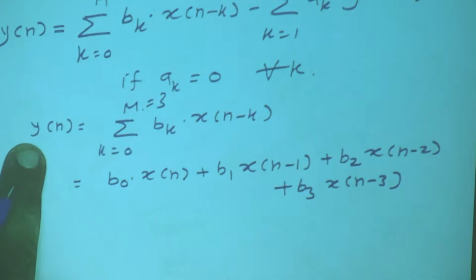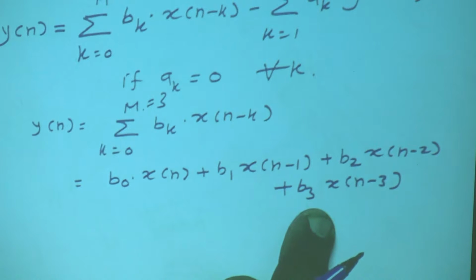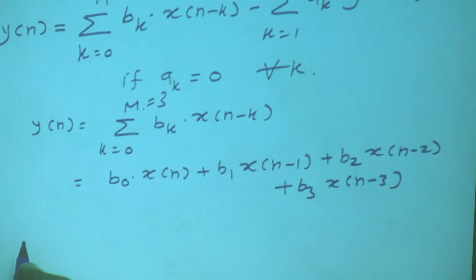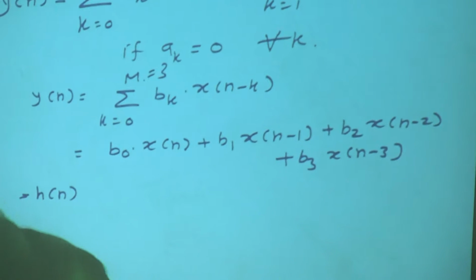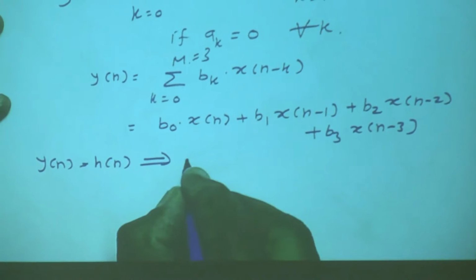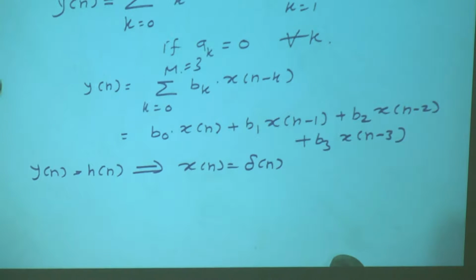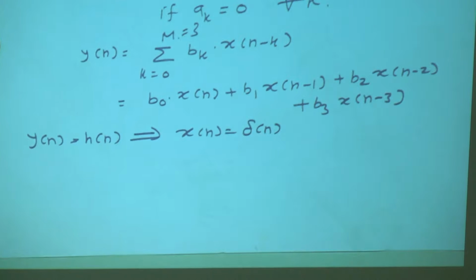So, the present output depends on present and past three inputs, all right. Now, let us try to find its impulse response h of n. y of n will be equal to h of n if x of n is equal to delta n. When we write this, we try to find out what is h of n. So, initially relaxed system: x of minus 1, x of minus 2, x of minus 3 are all 0, and y of minus 1 is also 0 if required.